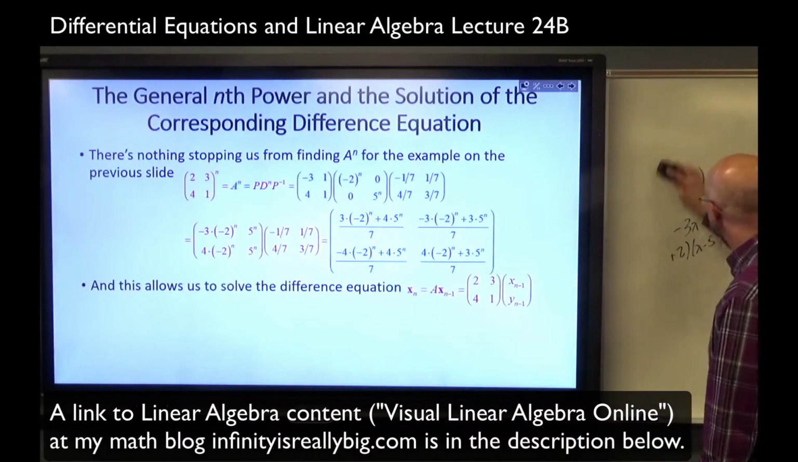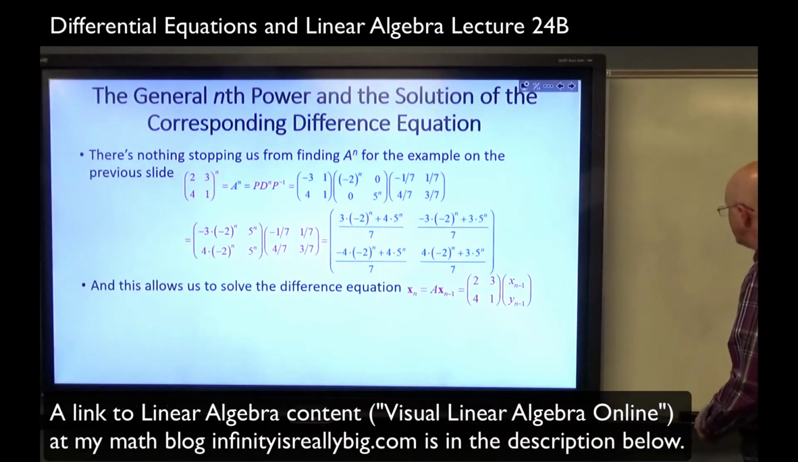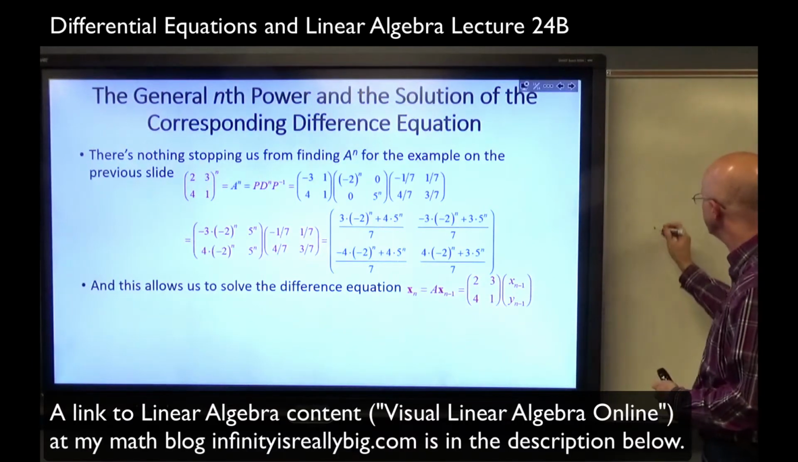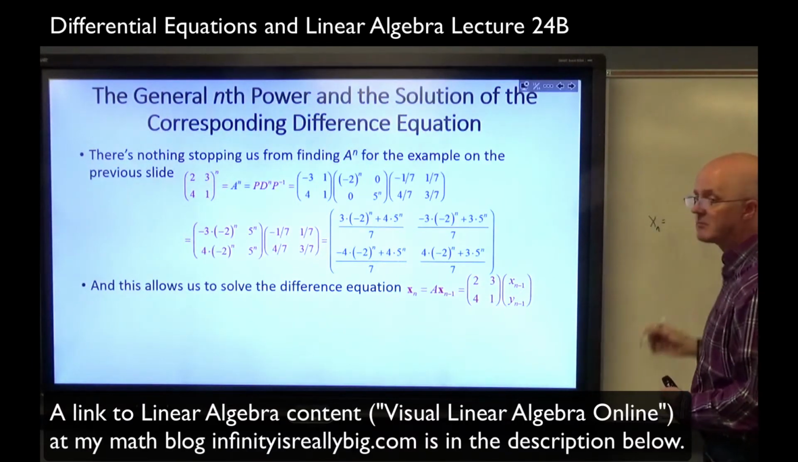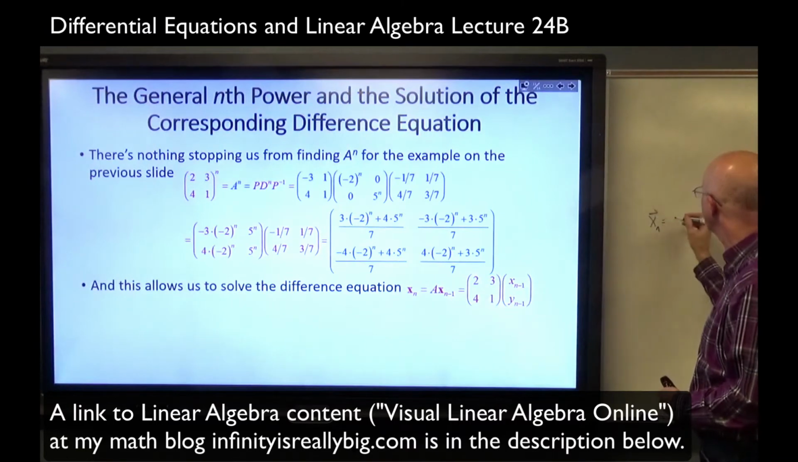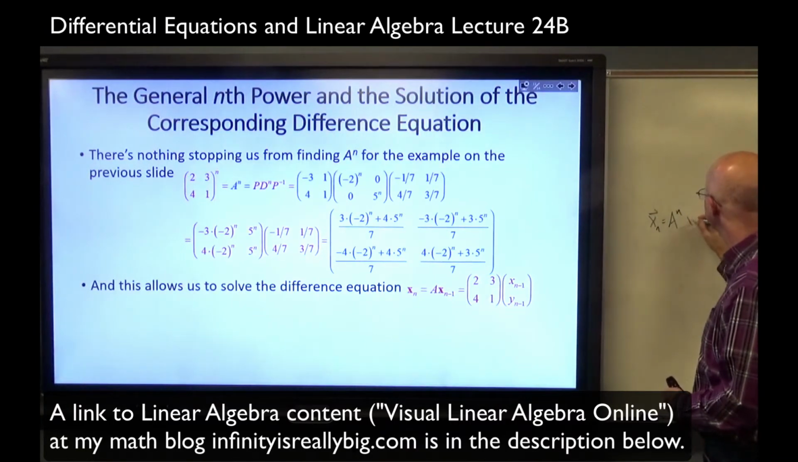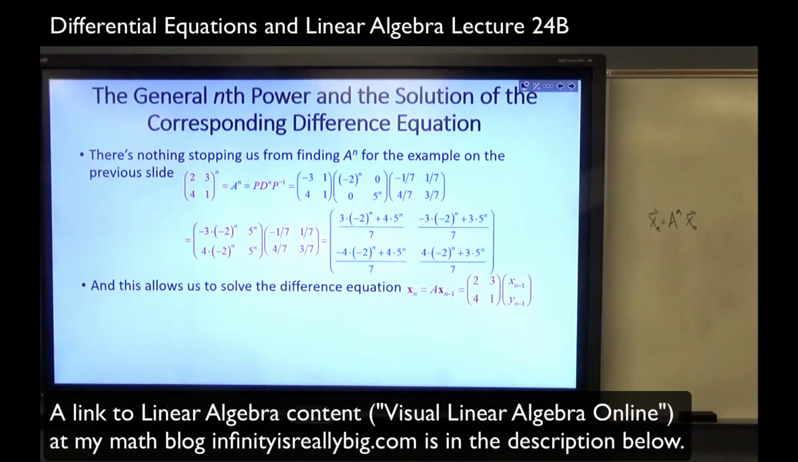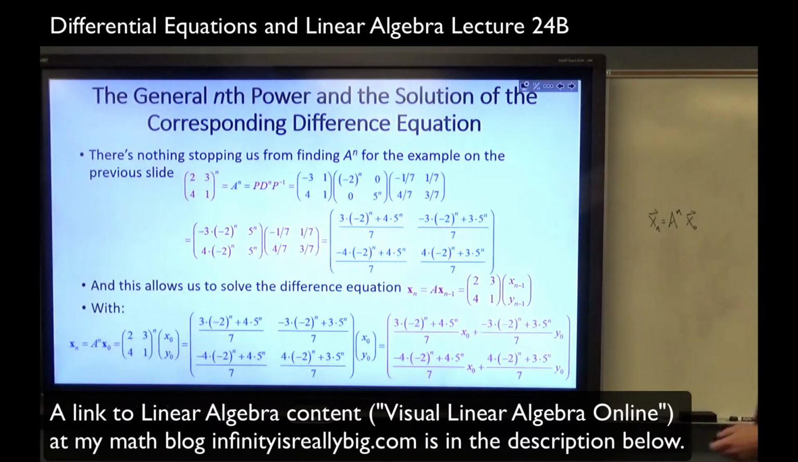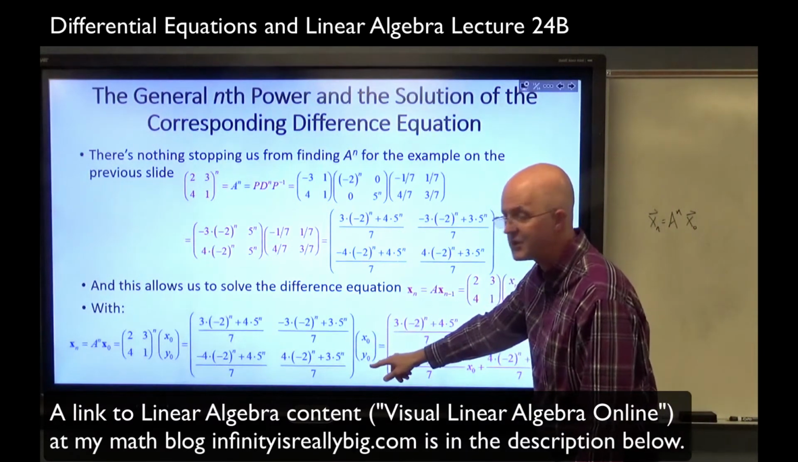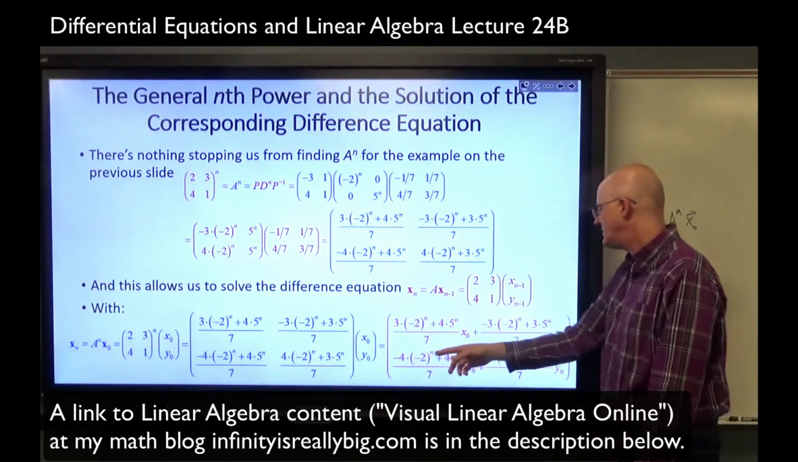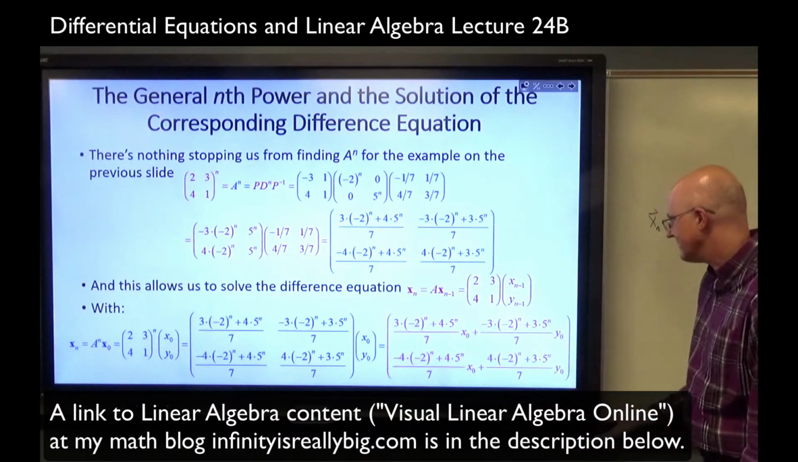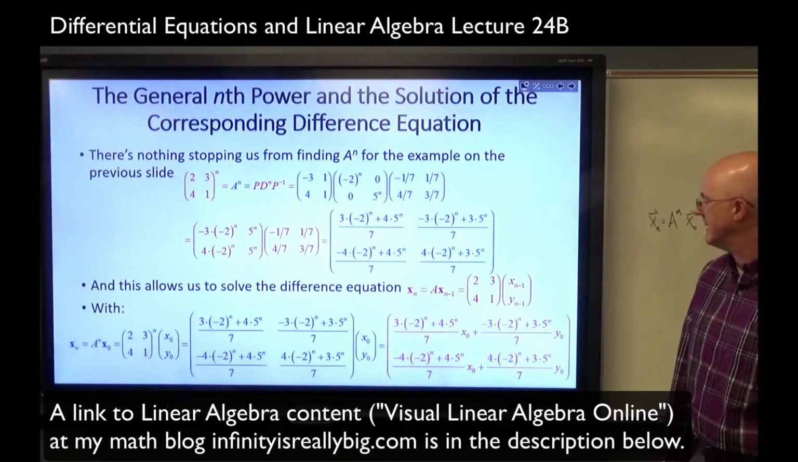Why? Because we've said the solution of the difference equation in terms of the initial condition vector, x0, is A to the n times x0. So since we have a formula now for A to the n, we have our solution of the difference equation, A to the n times the initial condition vector, which you can multiply out if you want. I did. You don't have to do that, but maybe you'd like to.